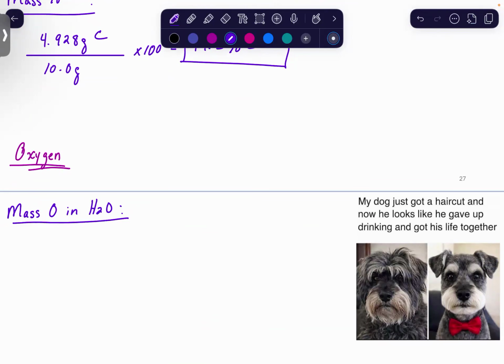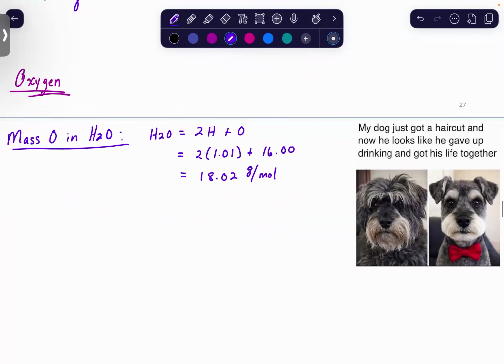I know I need the molar mass of H2O. It's two hydrogens plus an oxygen. It's 2 times 1.01, the molar mass of hydrogen, plus 16, the molar mass of oxygen. You're going to get 18.02 grams per mole for water. Another good one to commit to memory. We already have the molar mass of CO2, so we'll use that in a second.